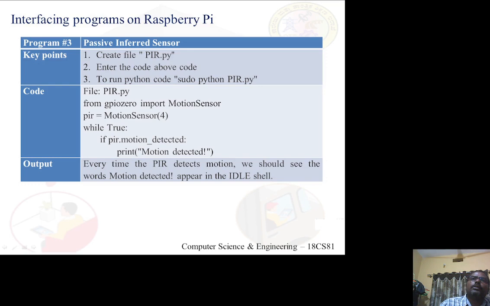Again, we have used a loop, while True, which means this program runs forever until it is explicitly terminated. So every time the Pi detects motion, we will see the message motion detected. Clear? So these are some three hardware programs.